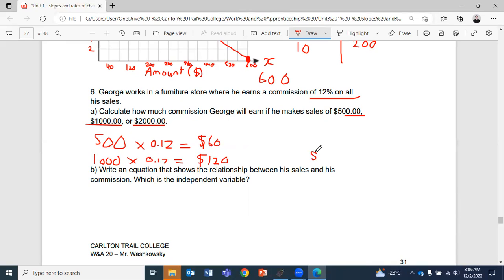For 2,000, same thing, times it by 0.12. You can times it by the fraction too, that works too. I'm going to get $240. Write an equation that shows the relationship between his sales and the commission.